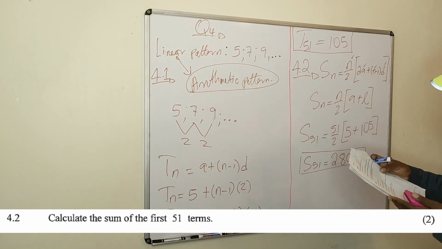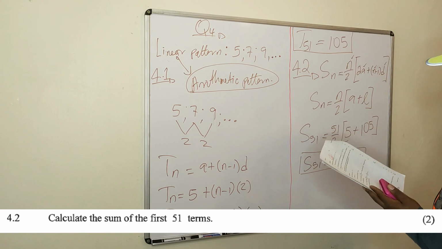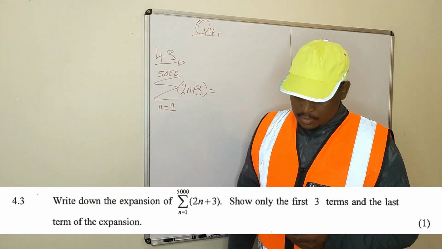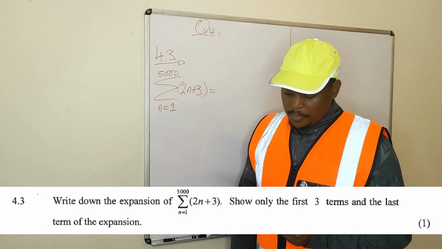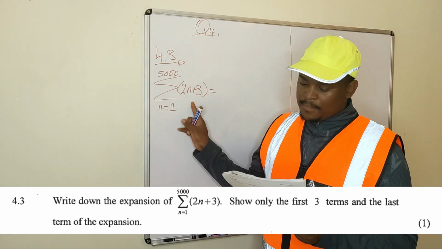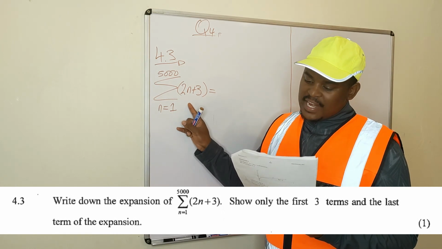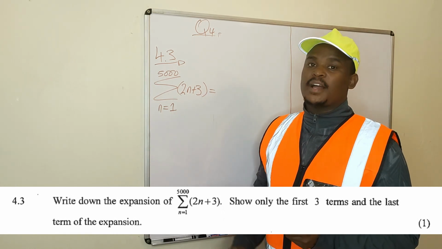So after this we go to 4.3. But I'll first clean the board and then we go to 4.3. Okay, so now we are doing 4.3. Write down the expansion of this sum. Show only the first 3 terms and the last term of the expansion.